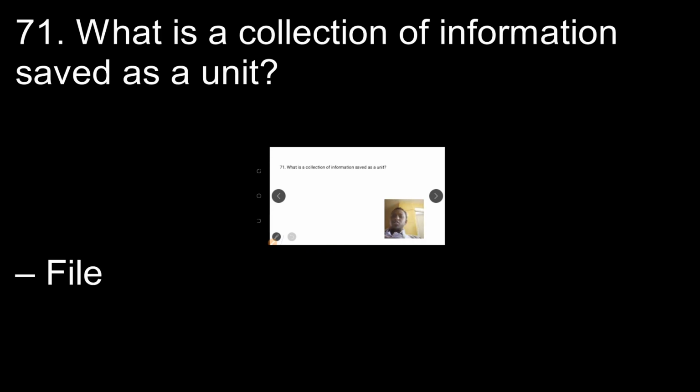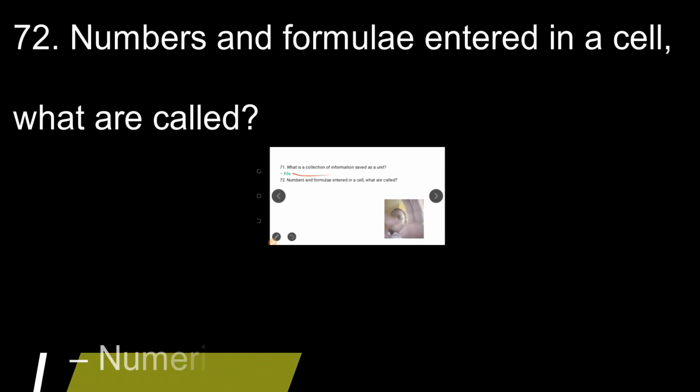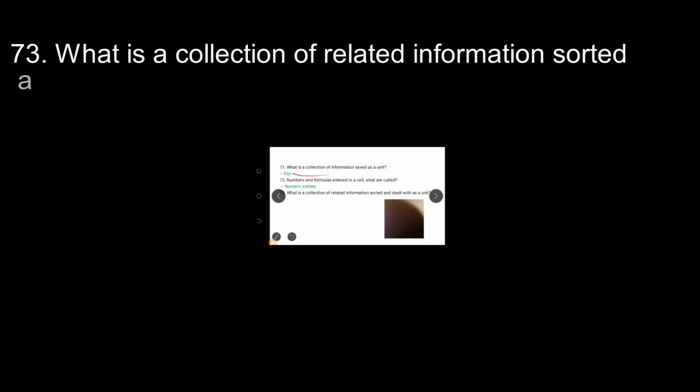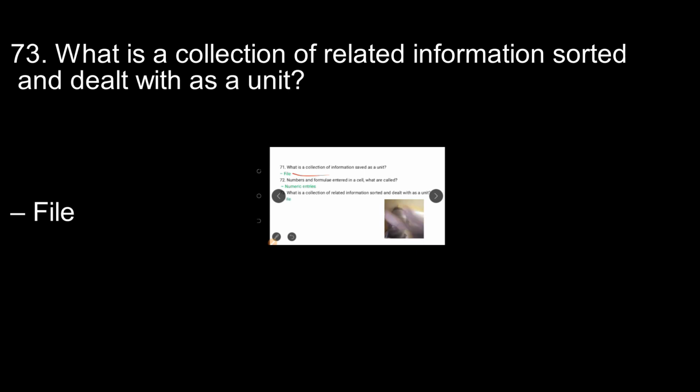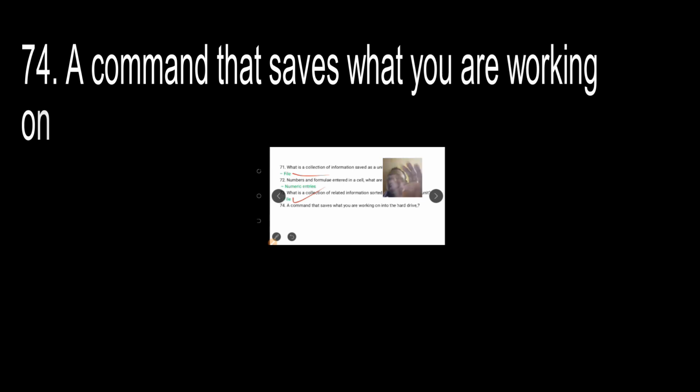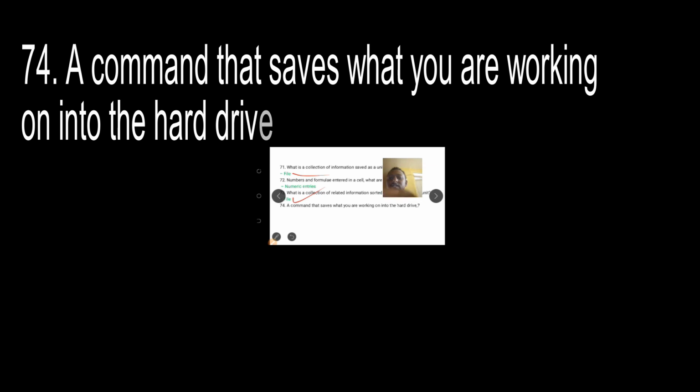What is a collection of information saved as a unit called? File. Numbers and formulas entered in a cell, what are they called? Numeric entities. What is a collection of related information stored and dealt with as a unit? This is called a file again. A command that saves what you are working on into the hard drive is called the save command.